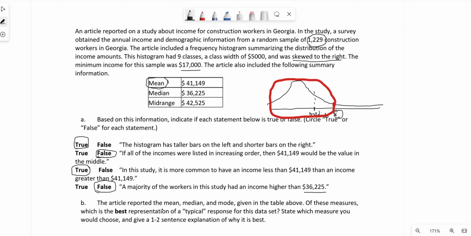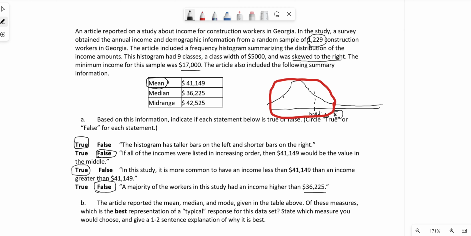Okay, part B. The article reported the mean, median, and mode given in the table above. Of these measures, which is the best representation of a typical response for this dataset? State which measure you will choose and give one or two sentences explaining why it is the best. Well, because the dataset is not symmetric or bell-shaped, it's skewed to the right.